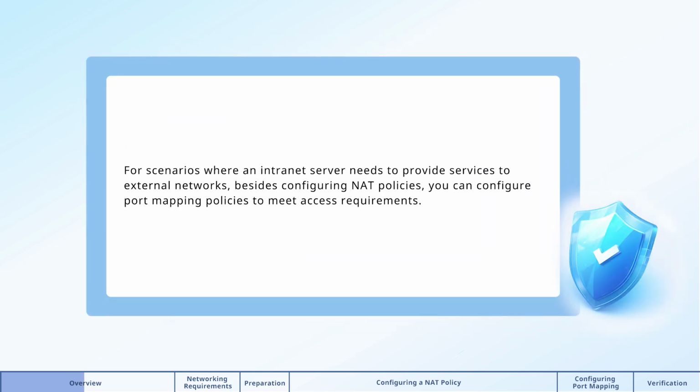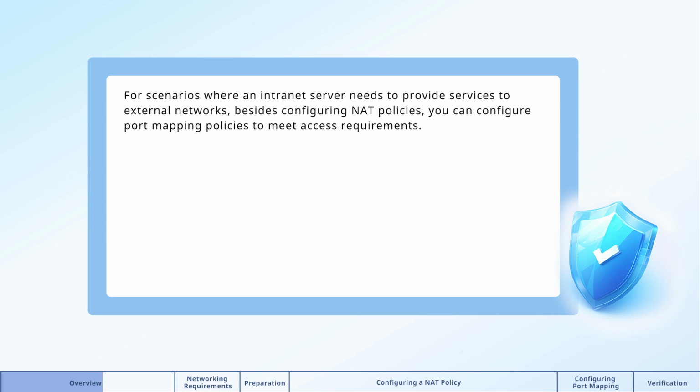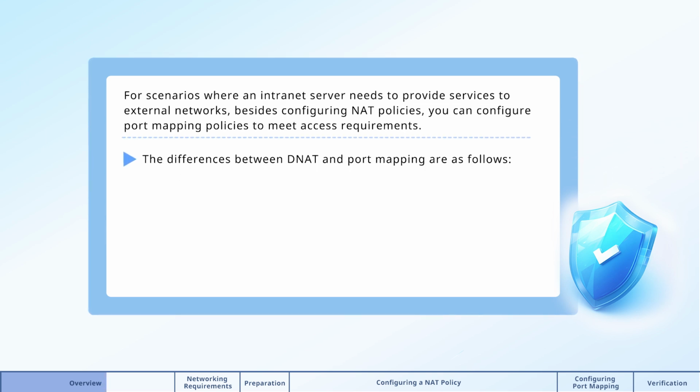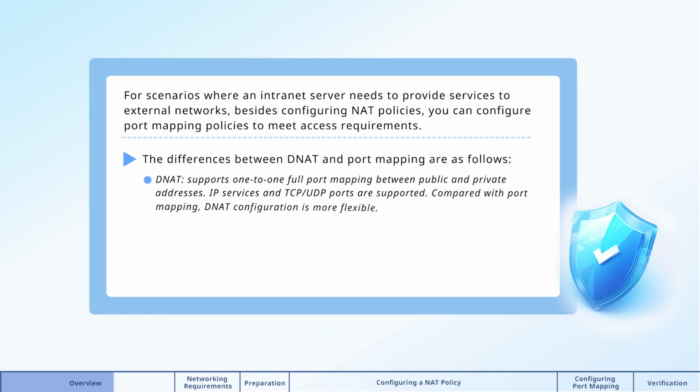For scenarios where an internet server needs to provide services to external networks, besides configuring NAT policies, you can configure port mapping policies to meet access requirements. The differences between DNAT and port mapping are as follows. DNAT supports one-to-one full port mapping between public and private addresses. IP services and TCP and UDP ports are supported. Compared with port mapping, DNAT configuration is more flexible.